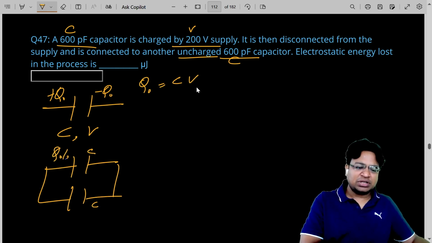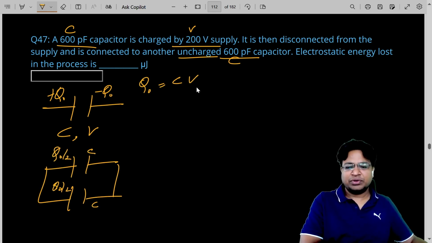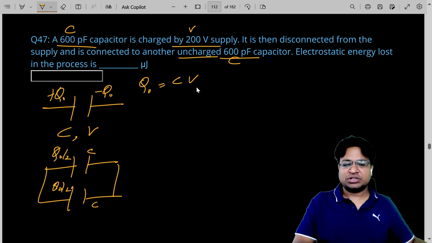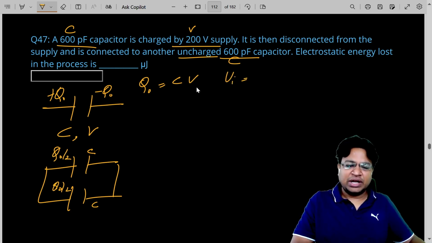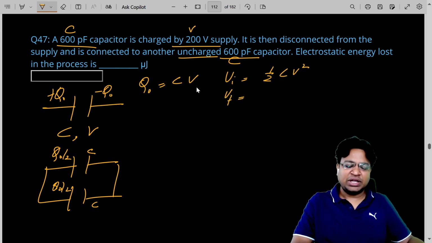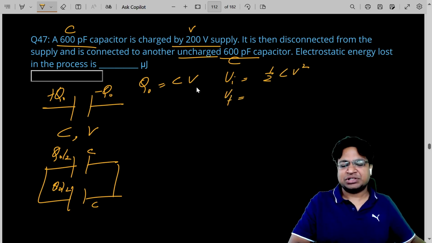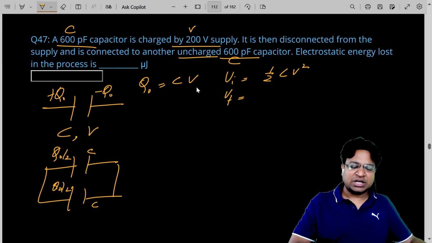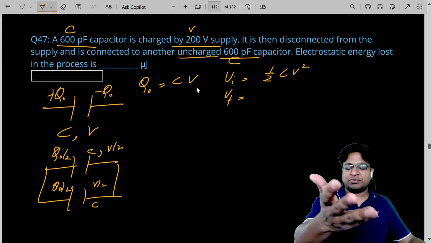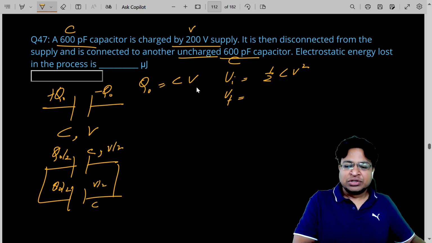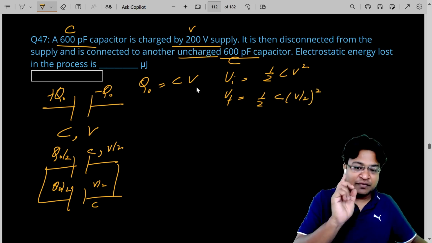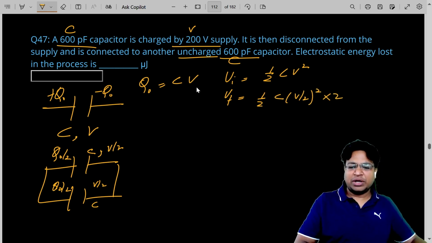Okay, so what will happen? The charge will get equally divided between the two. Now the energy lost in the process is how much? Initially the energy was, let's say, half CV square. The final energy would be the energy possessed by one capacitor. Whatever charge the capacitor initially had, now both of them have half of that charge. So both of them will have half the potential difference between the plates that was there initially. So I will write half C (V by 2) square. Now that's the energy of one capacitor. We have two capacitors now, so into two, and now we can take the difference.